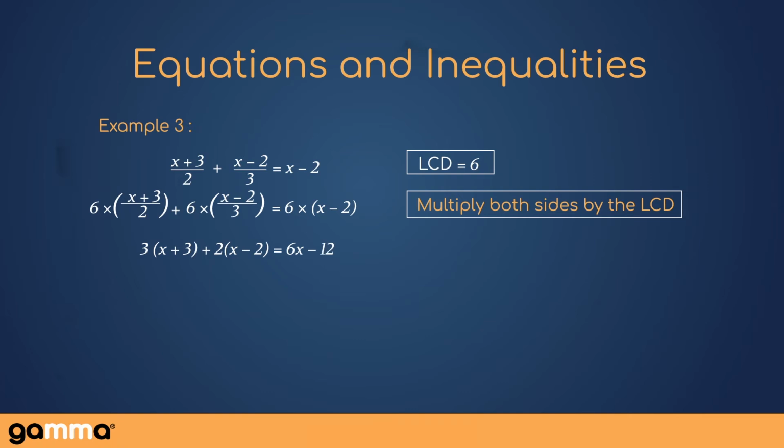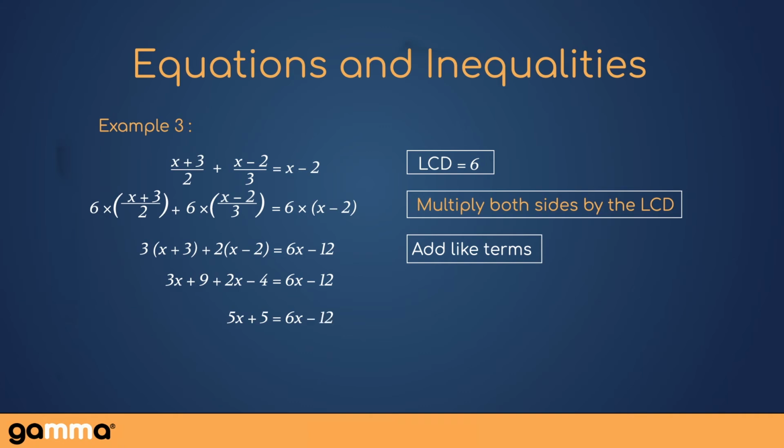And then from here, we need to multiply into the brackets. So we'll have 3 times x will give us 3x. 3 times 3 will give us 9. So we'll have 3x plus 9. Multiplying the second term, we'll have 2 times x will give us 2x. 2 times minus 2 will give us minus 4, which is equal to 6x minus 12. And from here, we need to add our like terms. So adding our like terms, 3x plus 2x will give us 5x. 9 minus 4 will give us 5, which is equal to 6x minus 12.